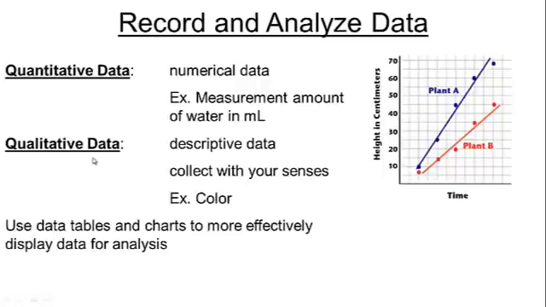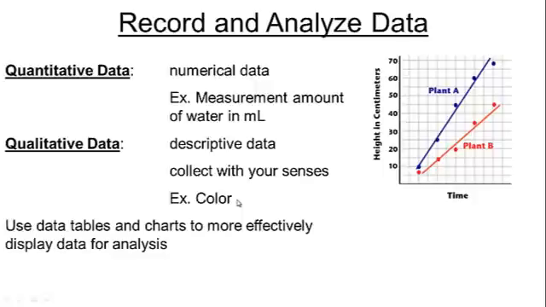The other type of data that we'll often use will be qualitative data. Qualitative data is data that is descriptive. It's not numerical in nature. This is the kind of data that you collect with your senses. So for instance, color. It could be a measure of how green the leaves on a plant are, right? Or it could be a measure of how healthy the plant looks based on the appearance of the leaves.